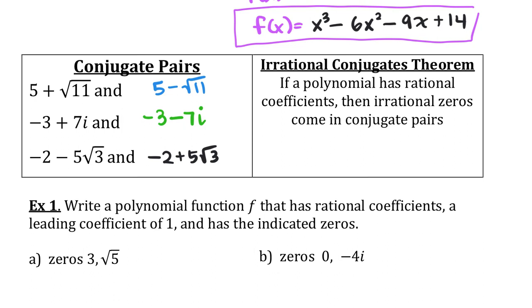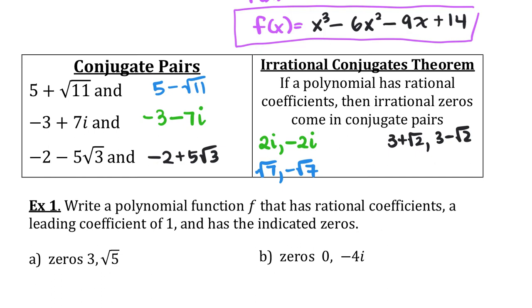Okay, the irrational conjugates theorem says if a polynomial has rational coefficients, then irrational zeros come in conjugate pairs, which means if 2i is one of my answers, negative 2i is also one of my answers. If I get root 7, negative root 7 is also my answer. Or if I get something like 3 plus root 2, then 3 minus root 2 is also my answer. Okay, so we're going to do the same idea, but now we're going to keep this in mind.